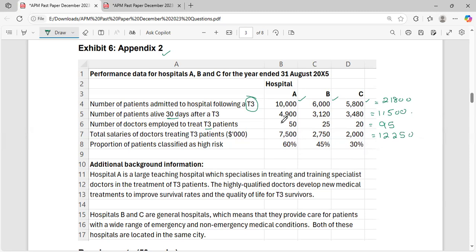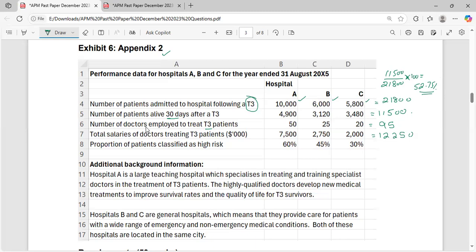If we look at the different measures, those who could survive, 11,500 divided by the total admitted patients, we can say that 52.75% of patients could survive for 30 days.